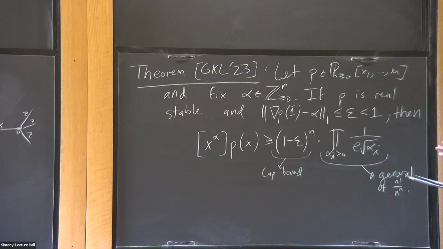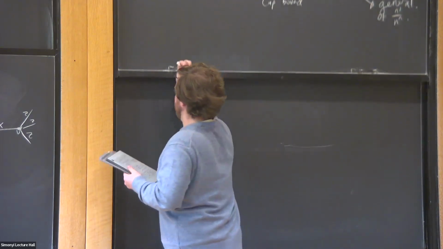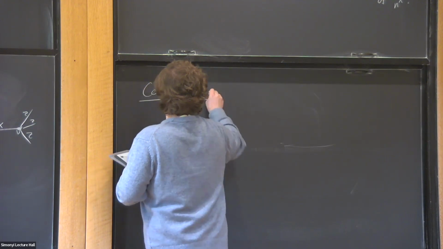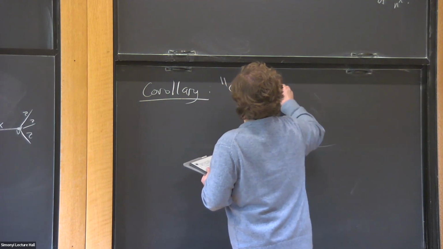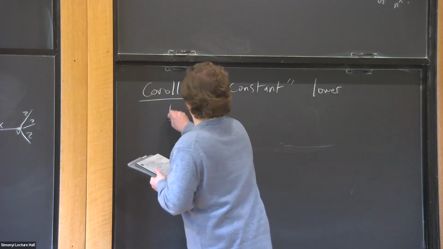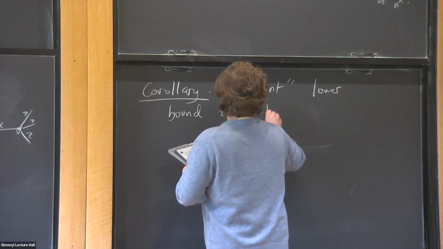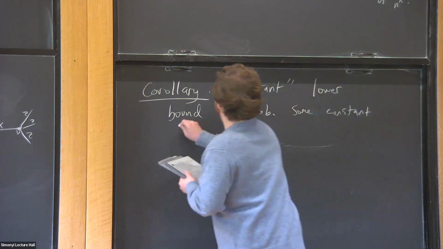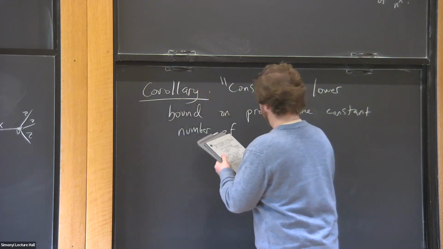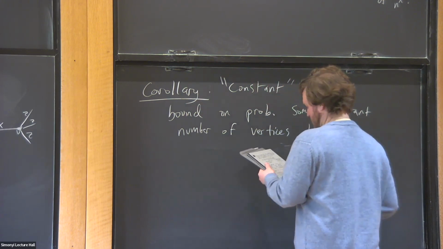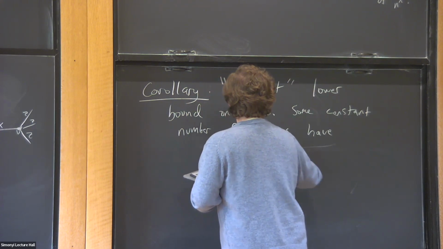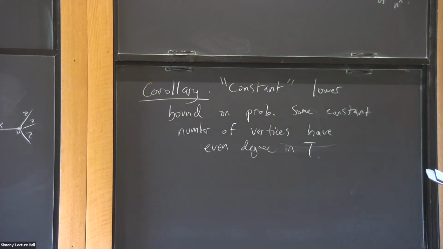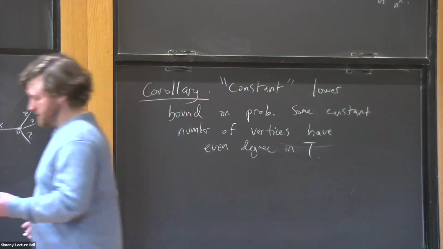Okay? And there's a couple things to say here, so I want to make just one corollary to this. What this is going to give us, how we're going to use this, is that we get a constant lower bound on the probability that some constant number of vertices have even degree in T. Okay, and why am I putting constant in quotes here? Well, it doesn't seem clear how we're getting something that's constant here. So let me just give you a little bit of points of what I mean by that.